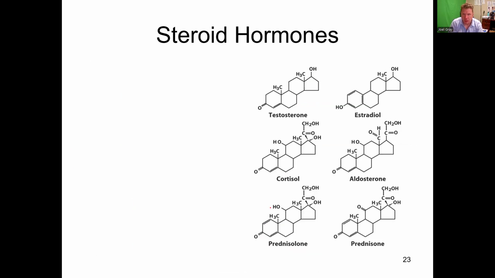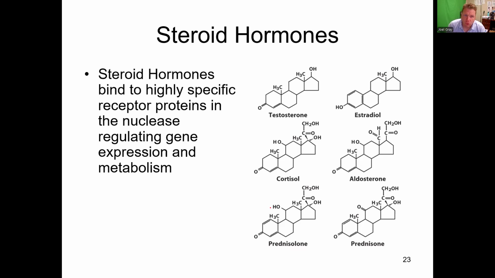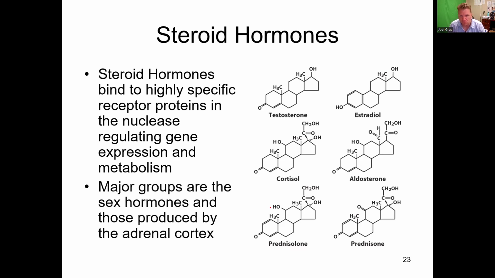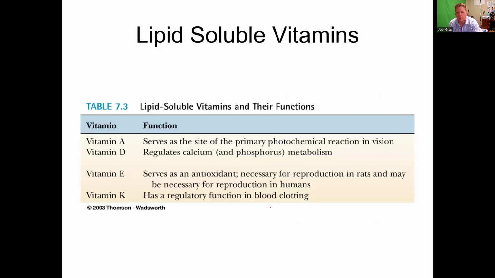phytosterols. There are steroid hormones: testosterone, estradiol, cortisol, aldosterone, prednisolone, and prednisone. Steroid hormones bind to specific or highly specific receptor proteins in the nucleus, regulating gene expression and metabolism. Major groups are the sex hormones and those produced by the adrenal cortex. Modifications of these are molecules commonly referred to as performance-enhancing drugs as well. Testosterone modifications of that, and you get a drug that gets you banned from the Tour de France.